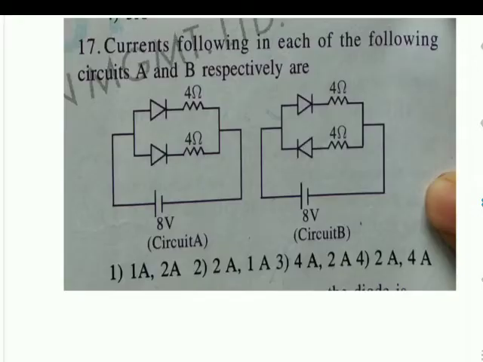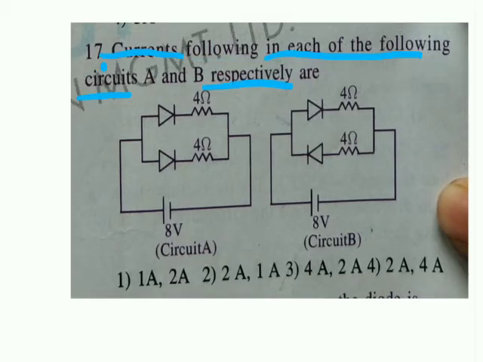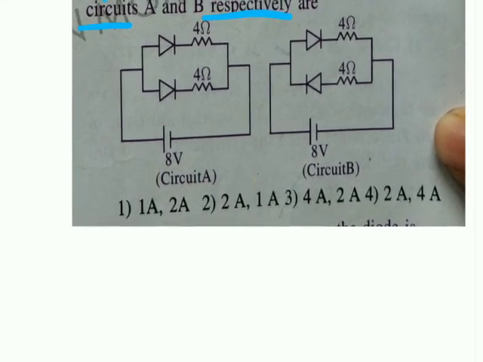The 17th question. Current flowing in each of the following circuit A and B respectively are. Check the first circuit. Here diodes internal resistance is equal to 0. So given external resistance 4 ohms and 4 ohms. Here both diode, both resistance have the same resistance.